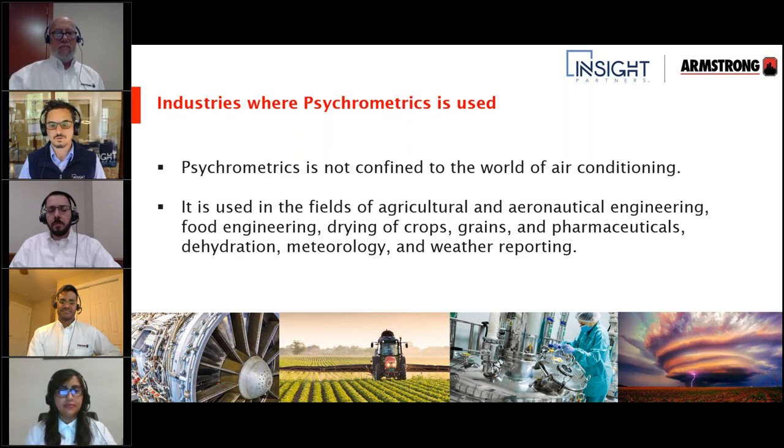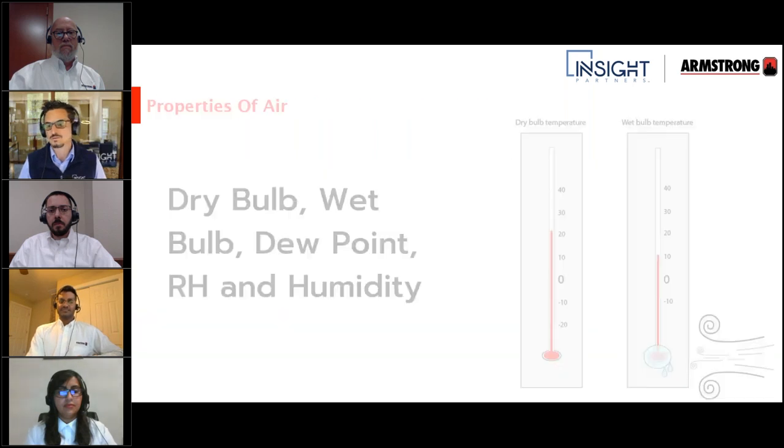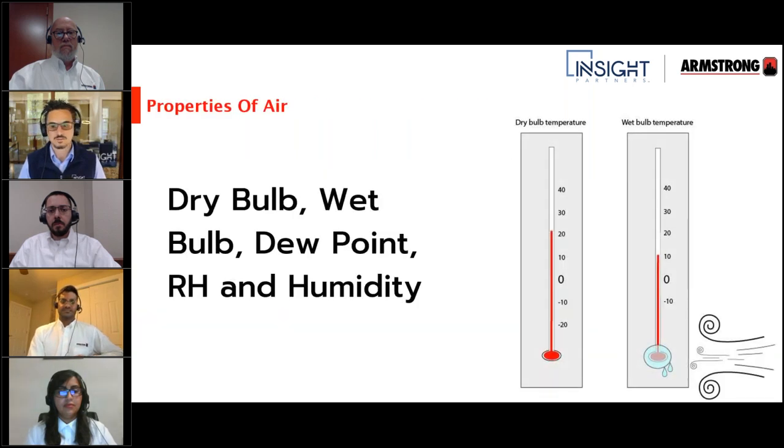Okay, industries where psychrometrics are used. It's not confined to the world of air conditioning. Psychrometrics are used in the fields of agricultural, aeronautical engineering, food engineering, drying of crops, grains, and pharmaceuticals, dehydration, meteorology, and weather reporting. So psychrometrics is used throughout the world, in various different sciences.